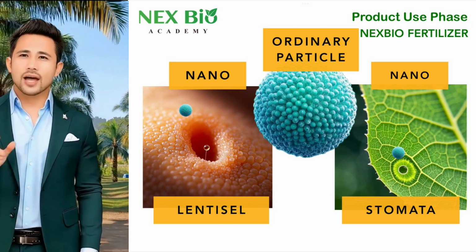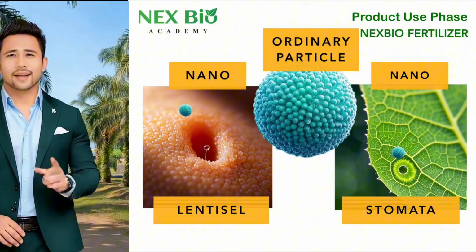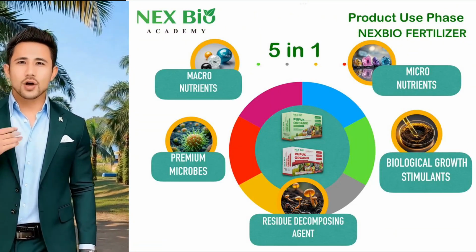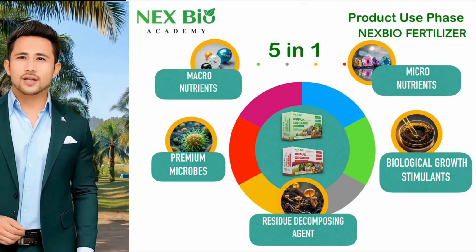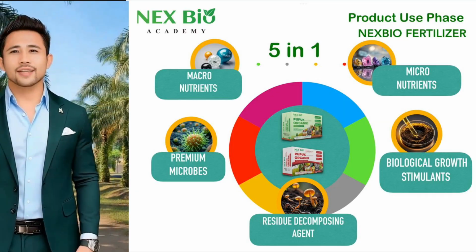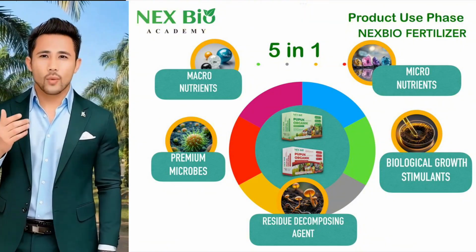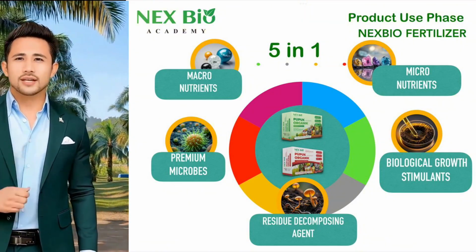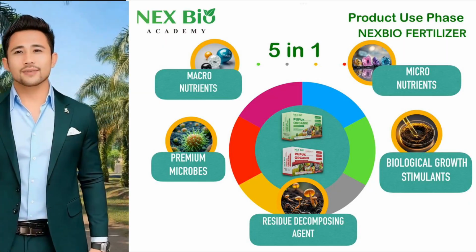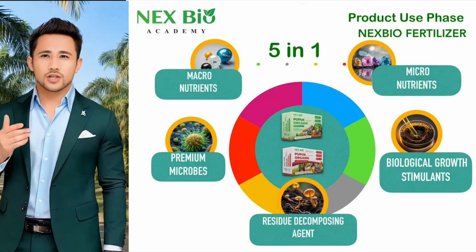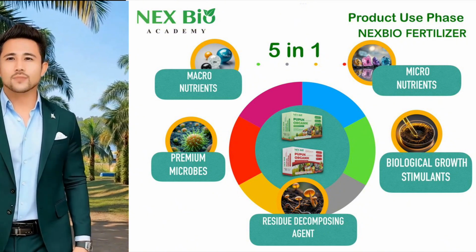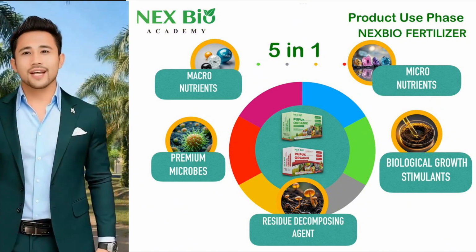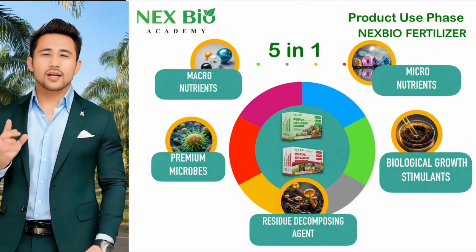So this is why we call our product the instant food for your plants. Nexbio fertilizer is not just very easy to absorb, but the content is very complete. This is a 5-in-1 product. As you can see, it contains the macronutrients: nitrogen, phosphate, and kalium. It contains the micronutrients. There are a lot of micronutrients in the Nexbio fertilizer, like boron, magnesium, calcium, and others.